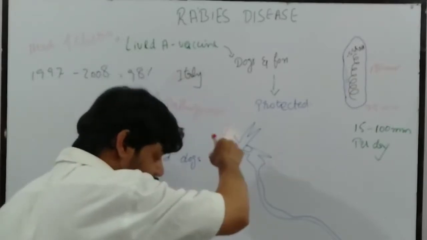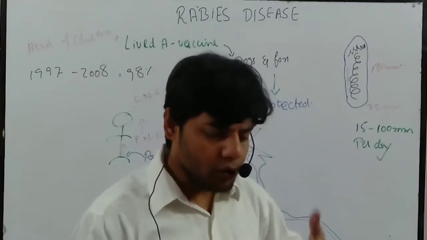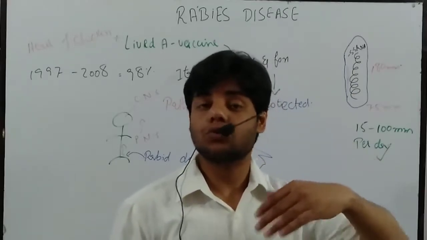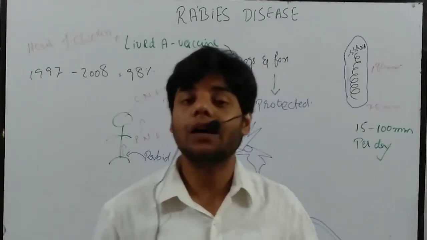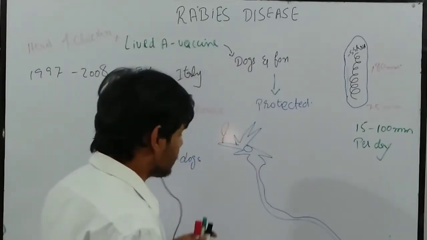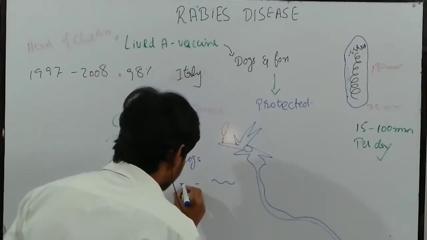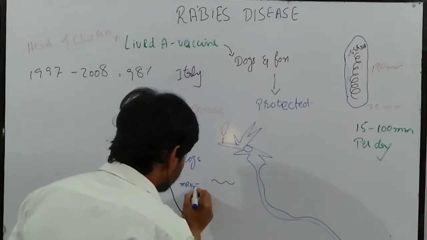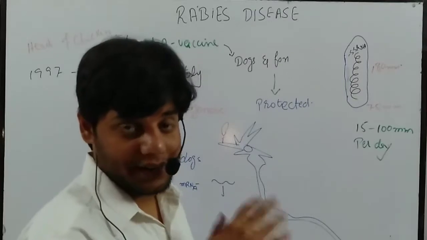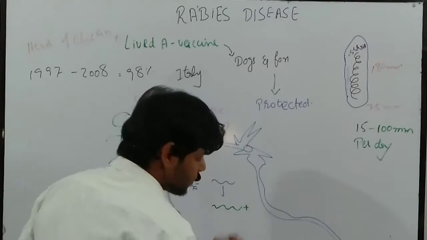After that it is internalized. It is usually endocytosed inside the cell, and once it is endocytosed, they fuse with the lysosomes, and after that they release their genetic material, which we call negative mRNA. Now once they release their genetic material, this mRNA is used as a template to produce positive mRNA. So after that we get positive mRNA.